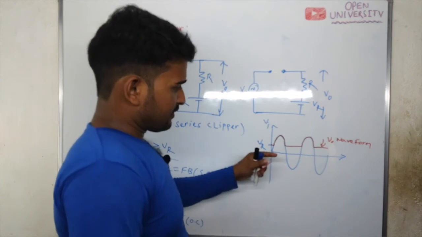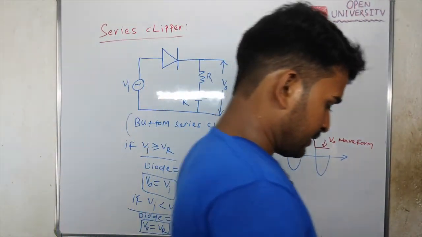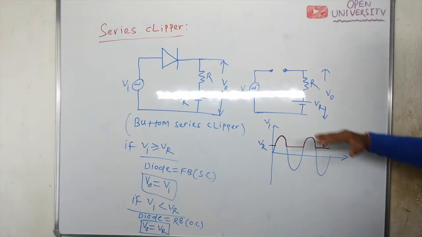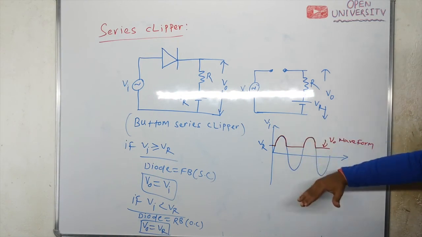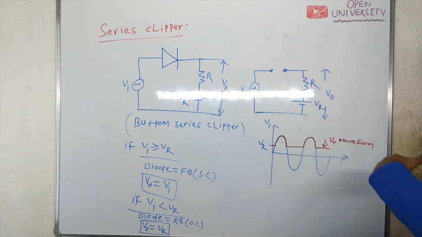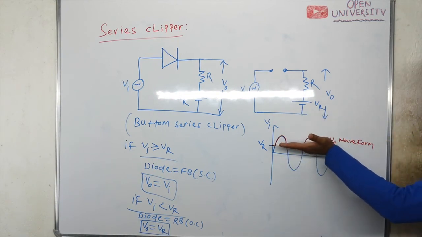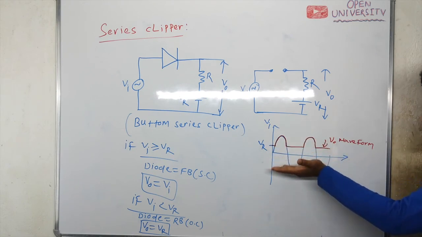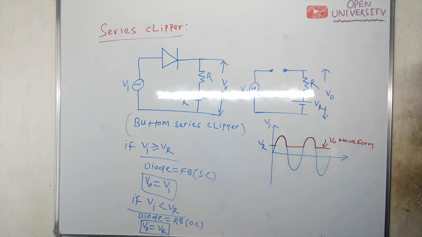Since this clipper is clipping off, removing whatever signal is present below the reference voltage, it is called a bottom clipper. Okay, this circuit is called a bottom clipper.